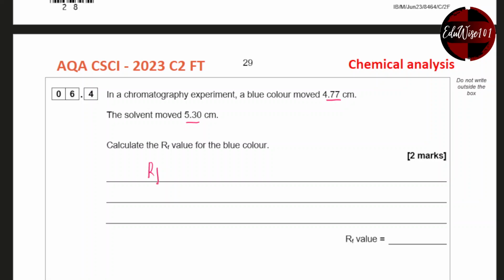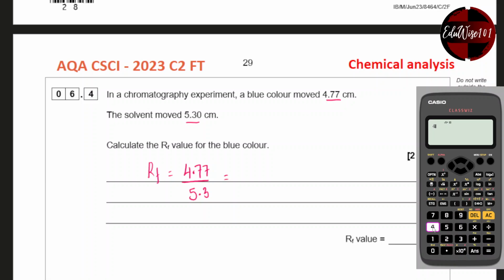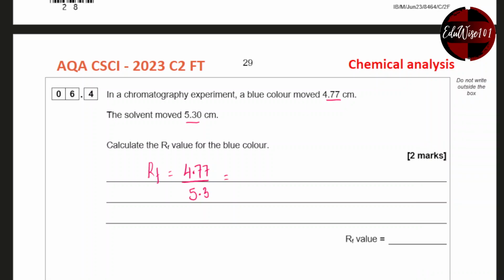Now, RF values are calculated by dividing one of these numbers by the other, right? And here it's 4.77 divided by 5.3. Now, the bigger number, the solvent distance moved, is always at the bottom, whereas the solute distance moved should be on the top. So when you get 4.77, let's bring in the calculator. 4.77 divided by 5.3 gives you 9 over 10, which is 0.9. Now there are no units for it, so it's just simply a number.